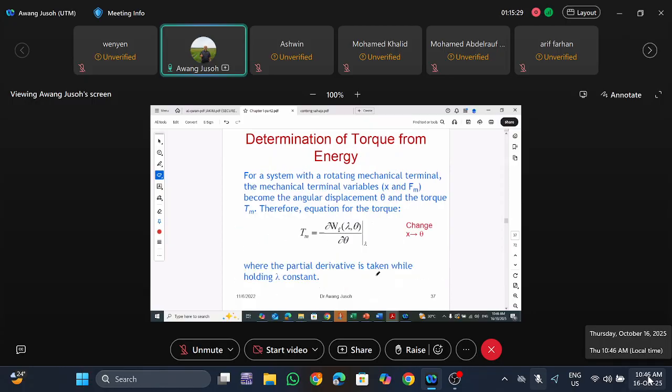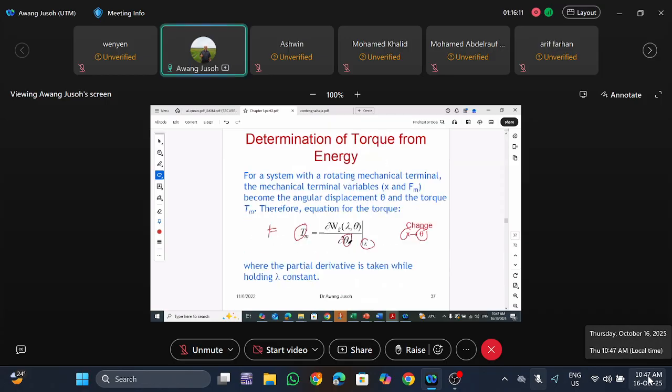About the torque, if this system rotates, that means you need to find torque, in Newton meters. So just change x to theta only. x was the distance just now, but because it rotates, change to the angle theta. Then do the same thing. Instead of force, use torque. So torque equals the same formula just now. Torque equals the partial derivative of energy with respect to theta. While doing that, lambda must be constant. Then you get the torque formula. Just change x to theta only. Then we get the same thing.